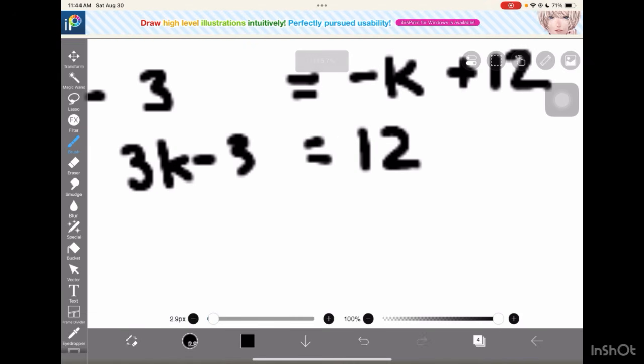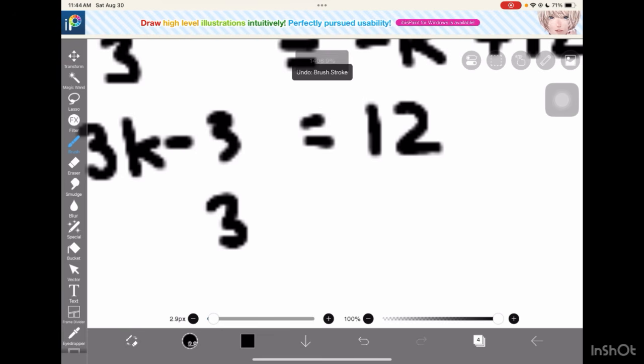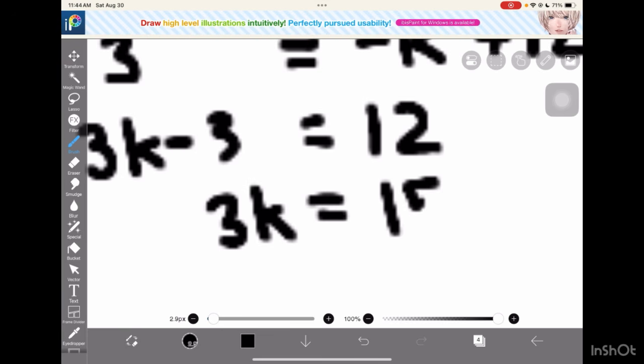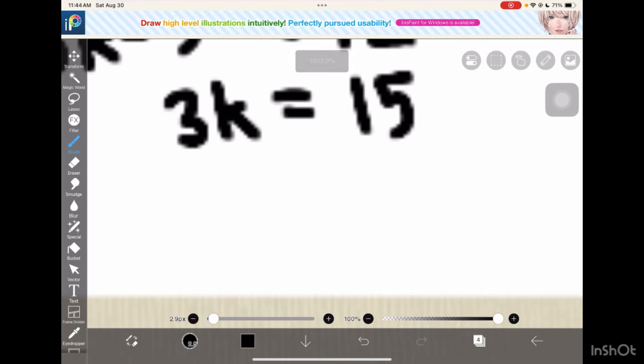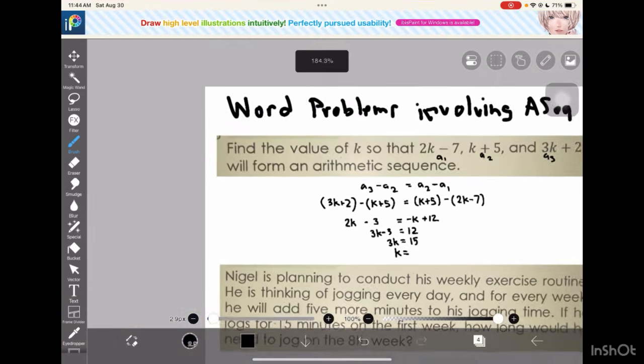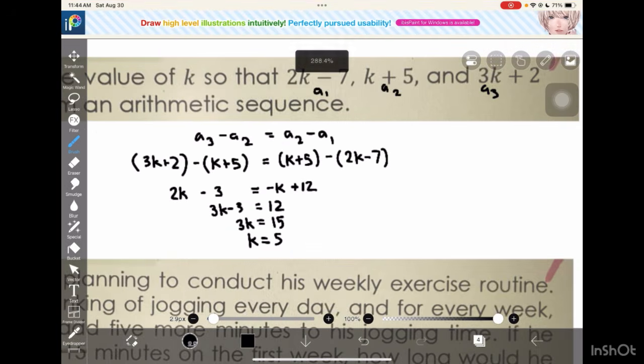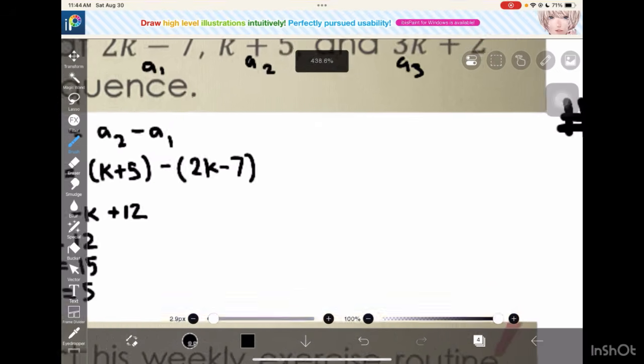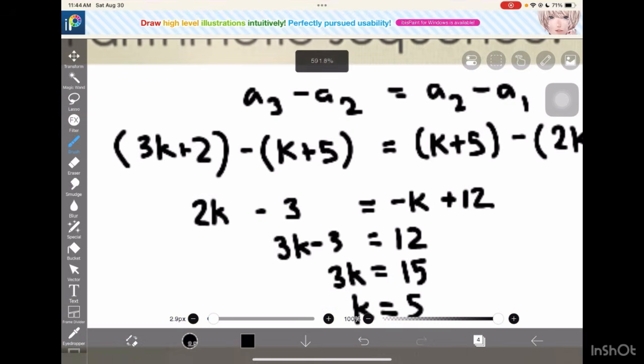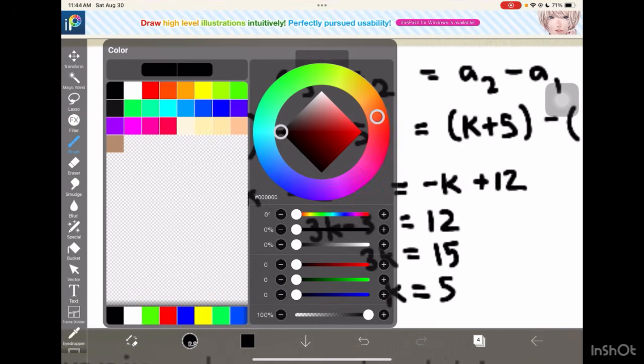Then we transpose the negative 3 to the other side, so that becomes plus 3. So 3k is equal to 15. Then we simplify, divide both sides by 3. K is equal to 5. And then we can just simply substitute k. I'll just do it here because we have no more space.